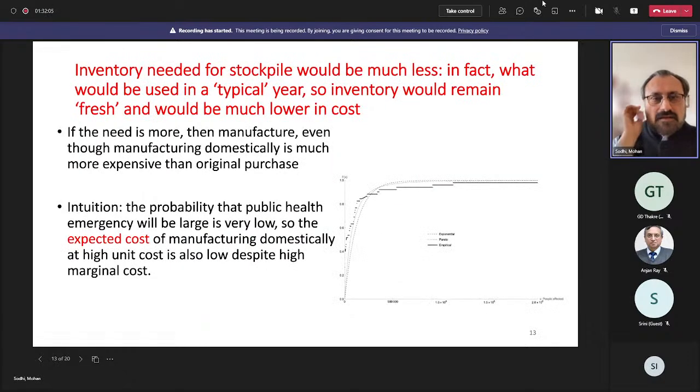So the inventory you need for the stockpile will be much less, and that inventory will get cycled and used up very often. So no issues of inventory expiring or becoming unusable. The intuition behind this is quite simple, actually. Again, the probability that the demand, or the number of people affected, exceeds a certain limit keeps decreasing exponentially. So it's a very small proportion of years where the demand might be quite high.